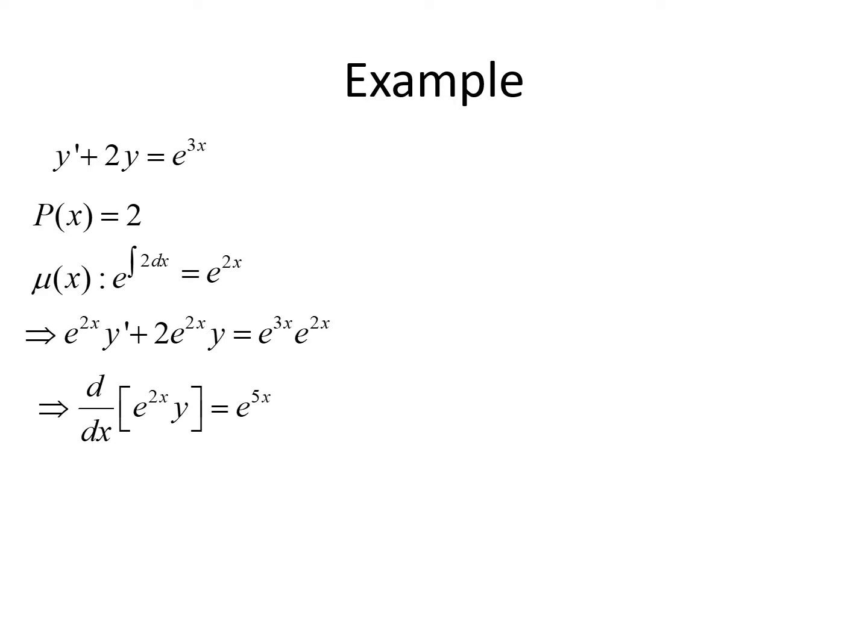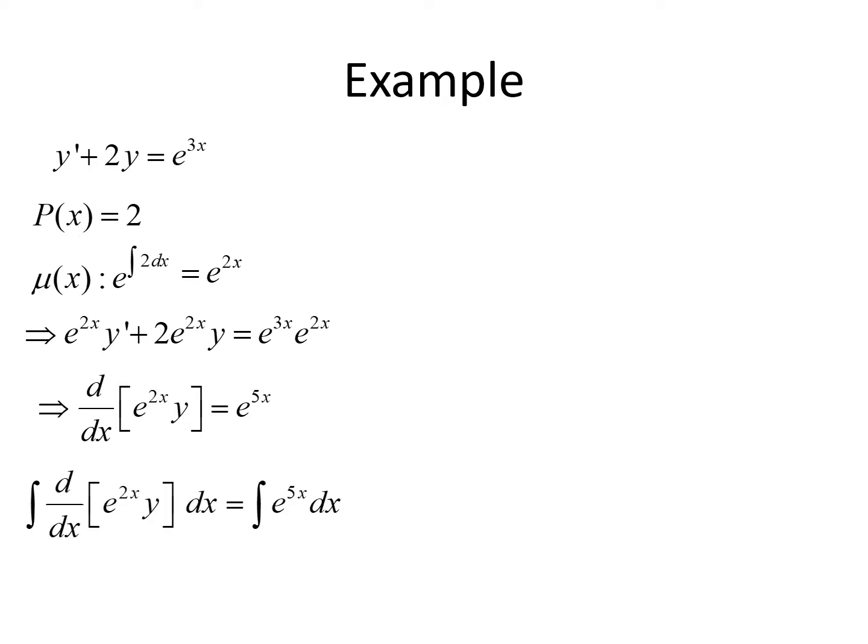Right? So based on the product rule, whenever we're working with one of these problems that deals with integrating factors, the left-hand side is always going to be rewritten as the derivative of your integrating factor times your dependent variable. So again, the derivative of the integrating factor times the dependent variable. And then the right-hand side we can simplify to be e to the 5x. Now that we've simplified everything, we'll finish the problem by integrating and then solving for y.